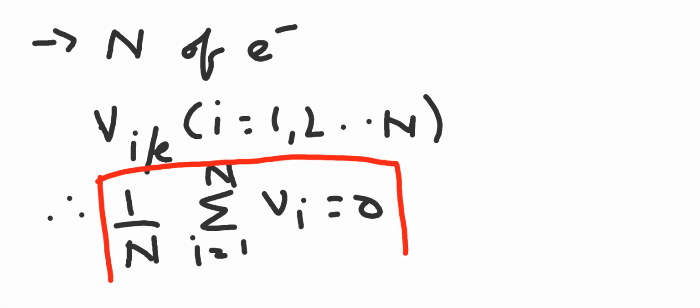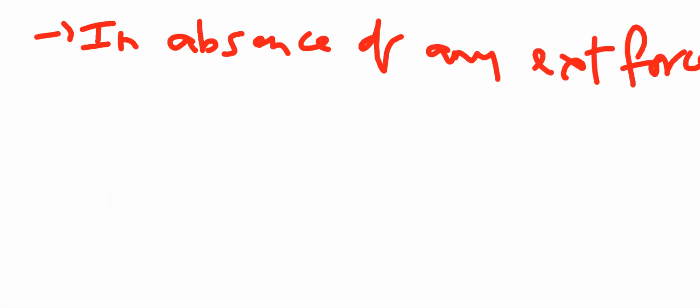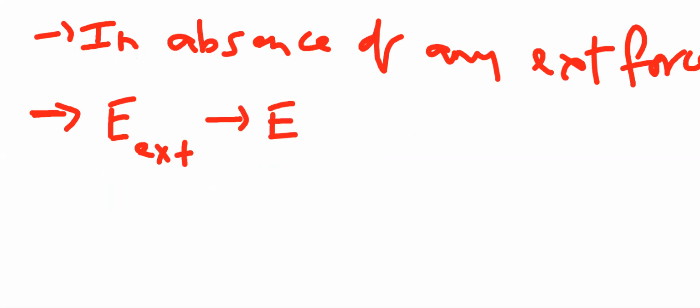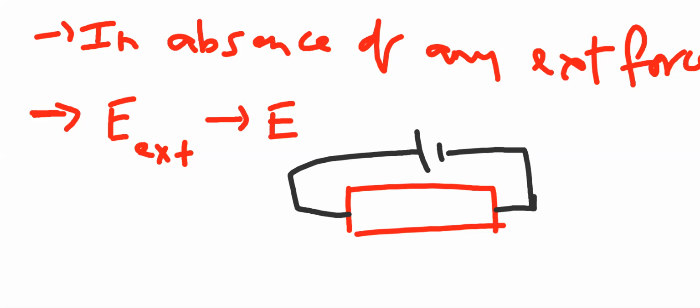Now, the important point is that all of this motion is taking place in the absence of any external force. There is no magnetic force, there is no electric force. So let's say that I am applying an external electric field. You write E external or you can write E, that is all right. Suppose this is your body, you can simply connect this with a battery. Obviously, now the direction will be from positive to negative. That will be the direction of the electric field.